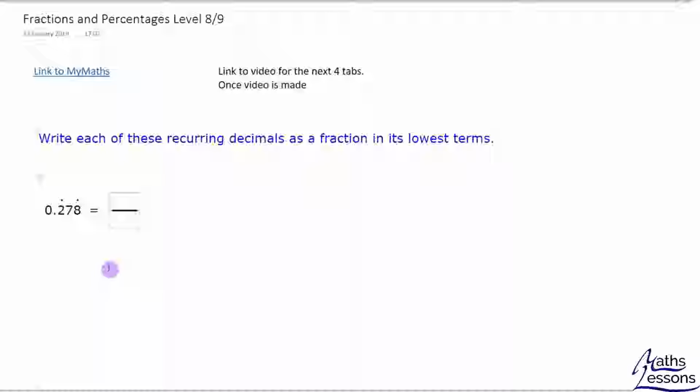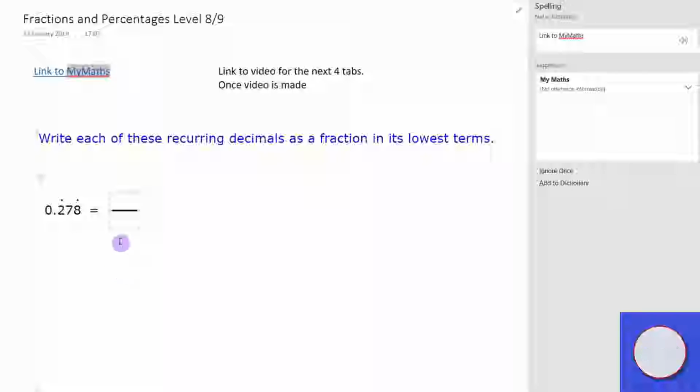It's going to take, I think, about 2 minutes for you to have a go at this. So see how you get on.